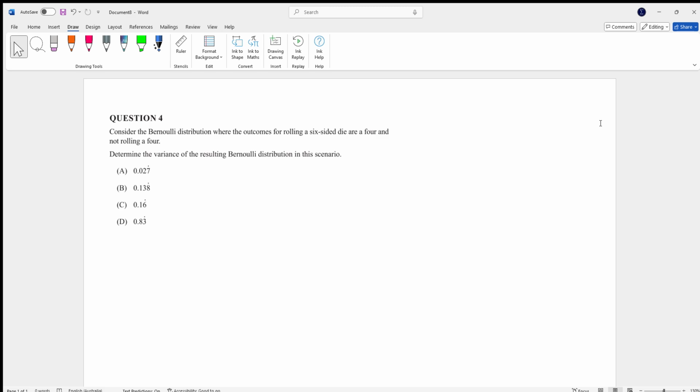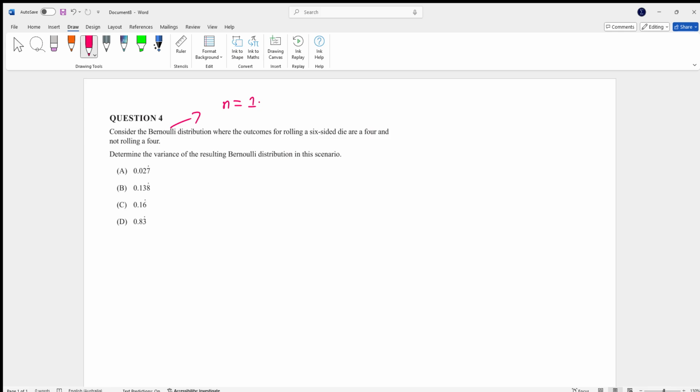Okay. So here a Bernoulli distribution is a special type of binomial. It's a binomial with only one trial. So if you ever see that, that means binomial but n equals 1. Now a binomial means you can break something into two things. So heads and tails are two things. In this case here they're saying rolling a 6-sided dice, a 4 or not rolling a 4.